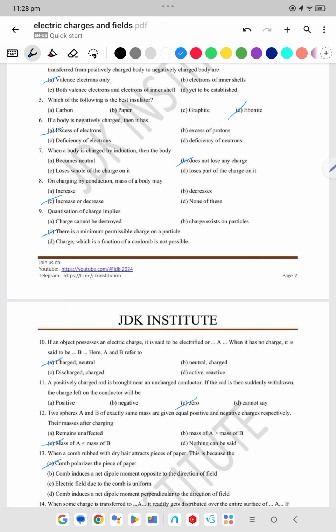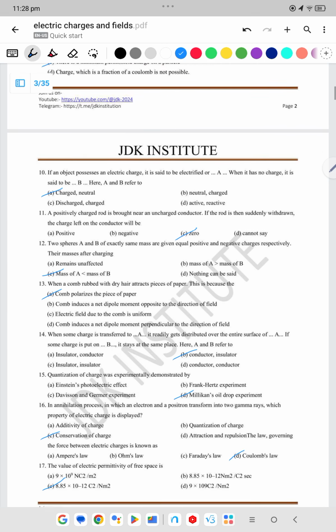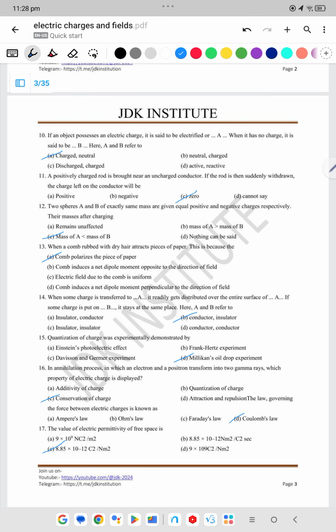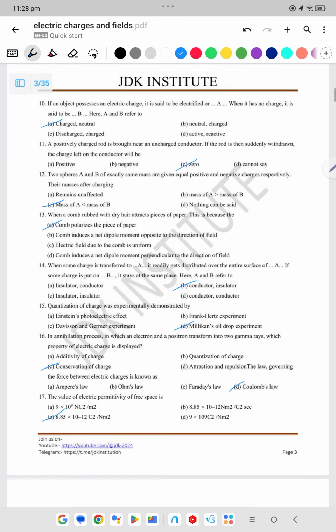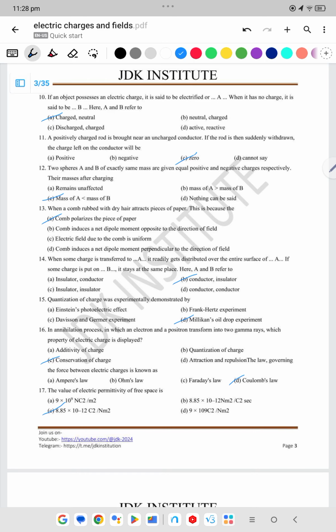Quantization of charge implies there is a minimum permissible charge on a particle. If an object possesses an electric charge, it is said to be electrified or A. When it has no charge, it is said to be B. Here A and B refer to charged, neutral. A positively charged rod is brought near an uncharged conductor. If the rod is suddenly withdrawn, the charge left on the conductor will be 0.